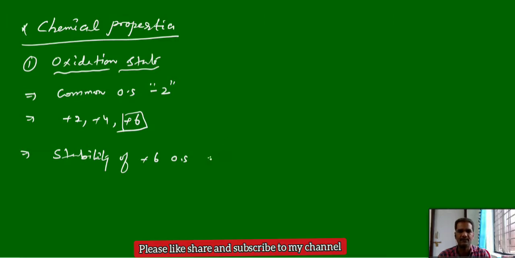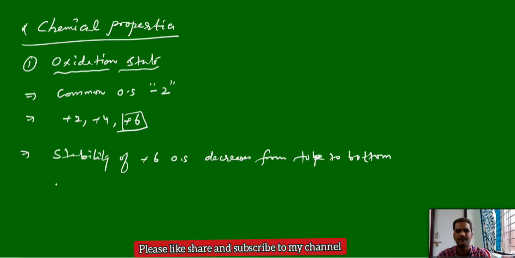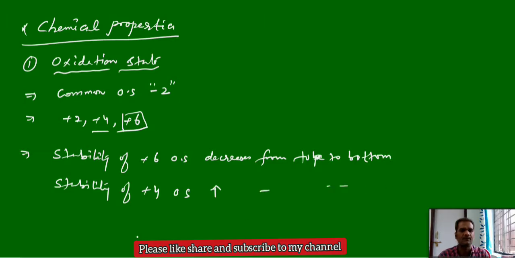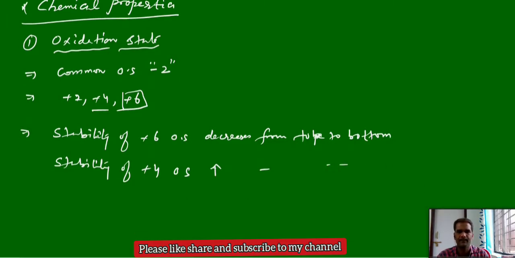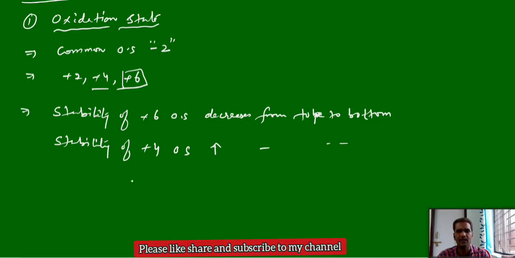Oxidation state decreases from top to bottom. If you move from sulfur to selenium to tellurium, the +6 oxidation state stability will decrease, and the stability of the +4 oxidation state will increase, so from top to bottom the lower oxidation state stability increases. Why? Again the same reason, that is due to the inert pair effect.